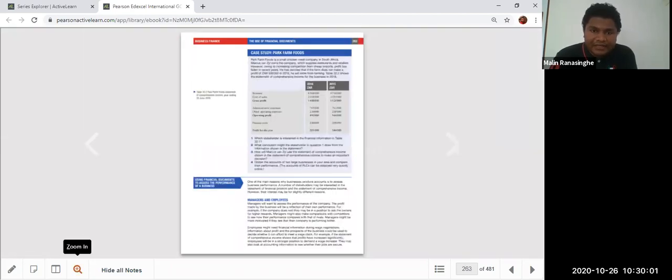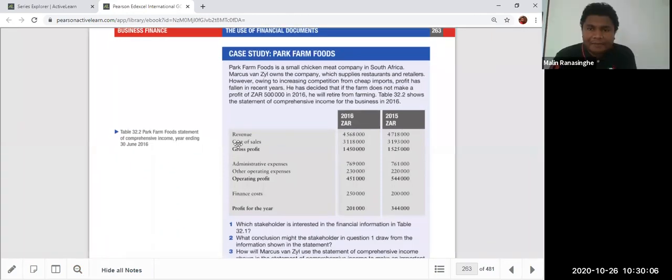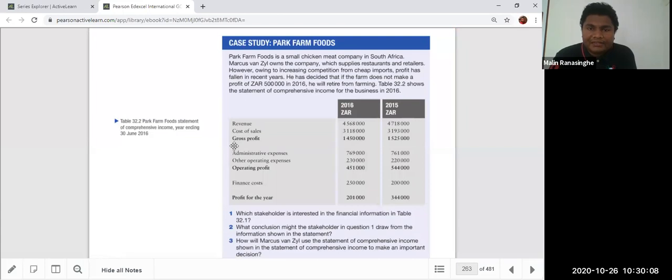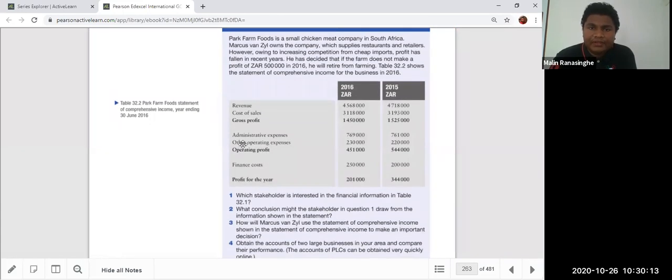Now look at the other case study. Park Farm Foods, a small chicken meat company in South Africa. Marcus owns the company, which supplies restaurants and retailers. However, owing to increased competition from cheap imports, profit has fallen in recent years. He has decided that if the farm does not make a profit of 500,000 South African rand, he will retire from farming. Table 32.2 shows the statement of comprehensive income for 15 and 16.